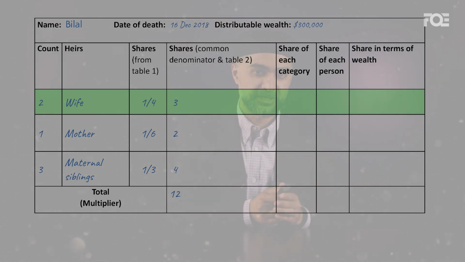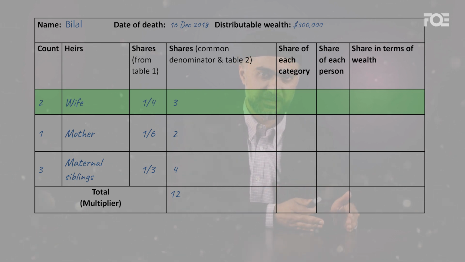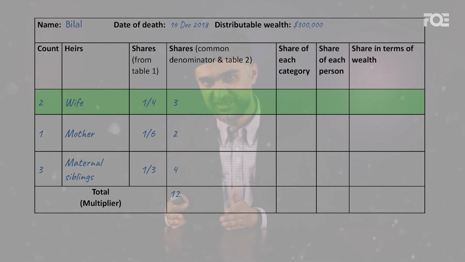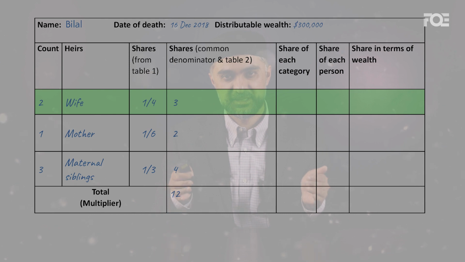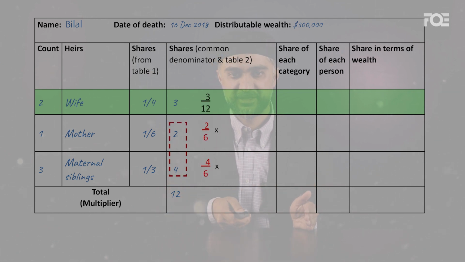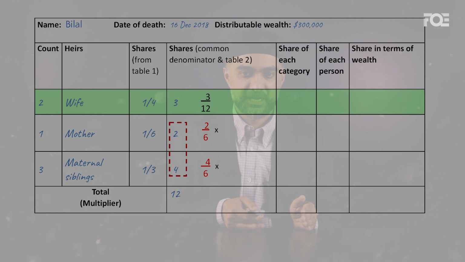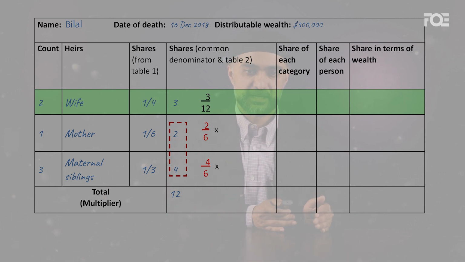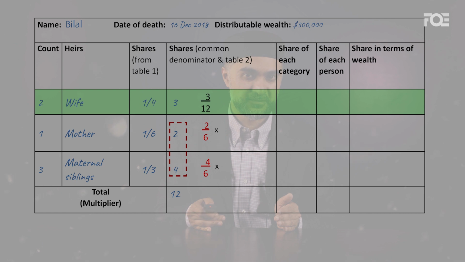And look at the rest of the relatives. So the mother is getting 2 parts, maternal siblings are getting 4 parts. Together they share 6 parts, right? Out of that 6, mother is getting 2 out of 6. So let's write this down, 2 out of 6. And then out of this, the maternal siblings are getting 4 out of 6. So let's write this fraction down.